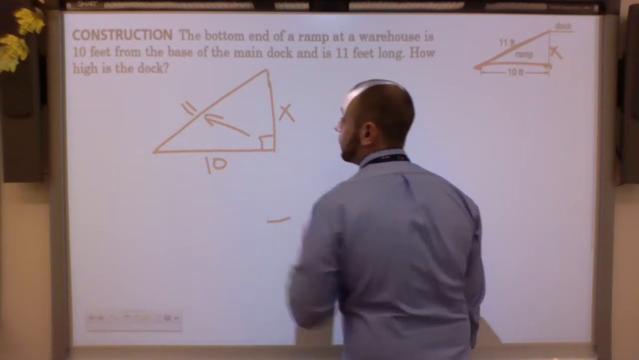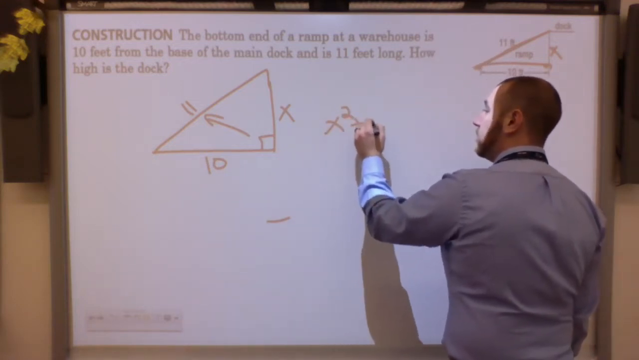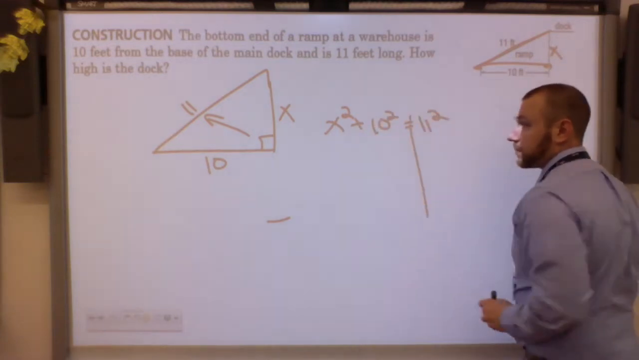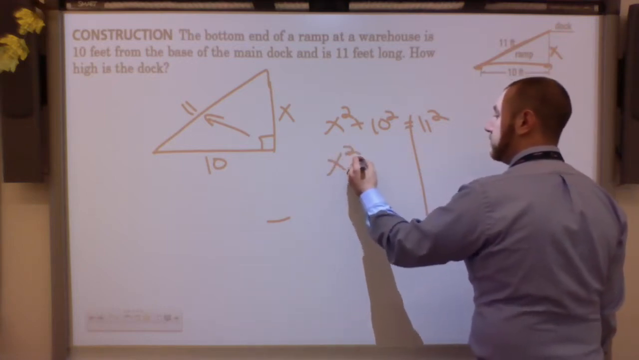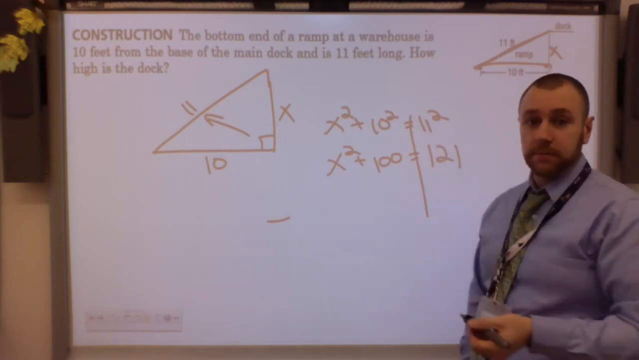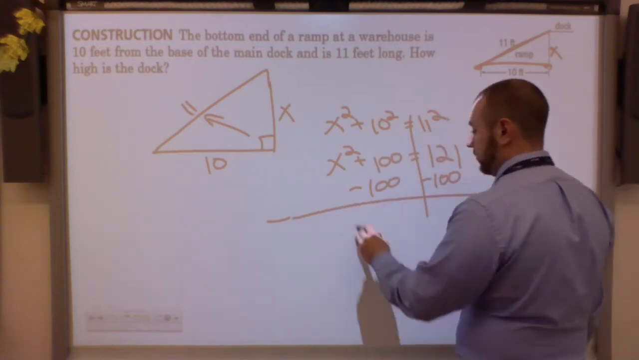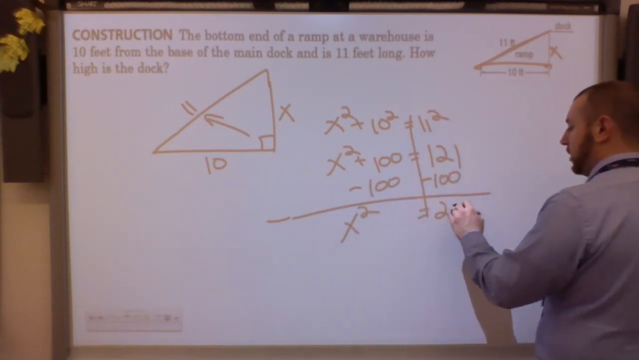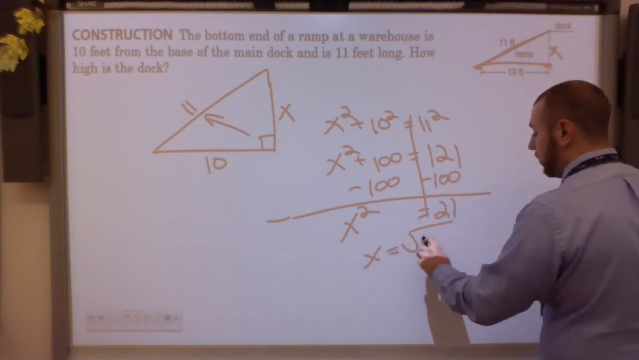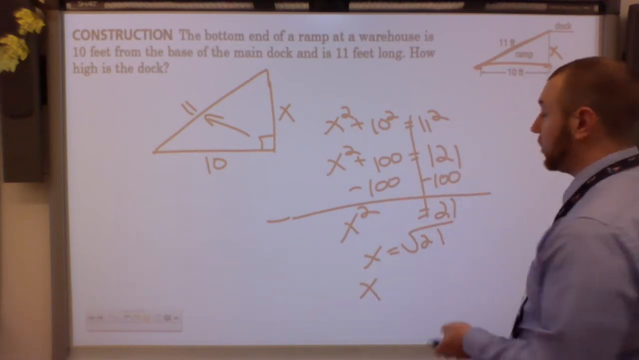So again, that arrow points to the hypotenuse. So I'm going to set it up as x squared plus 10 squared equals 11 squared. 10 squared is 100, and 11 squared is 121. I subtract 100. x squared is 21. So then to find what x is, I have to take the square root of 21. That ends up being that decimal again, okay?